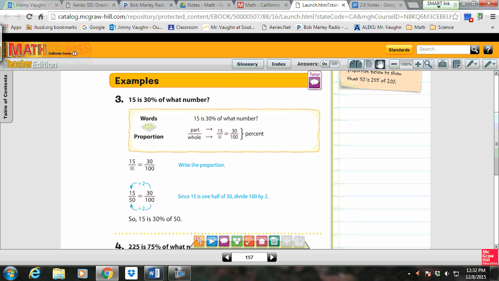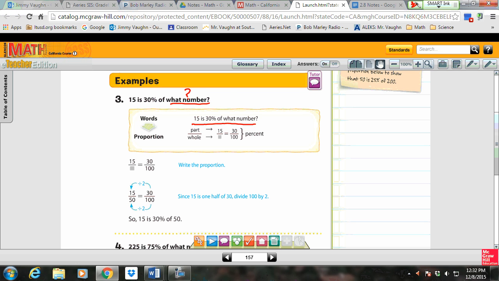So 15 is 30% of what number? That's the unknown over here. And so 15 is like the answer, and it's 30% of some larger number. So this would be like you go to the store and you get $15 off because there's a 30% discount. What was the original price? What did you get $15 off of? So in words, it's 15 is 30% of what number?